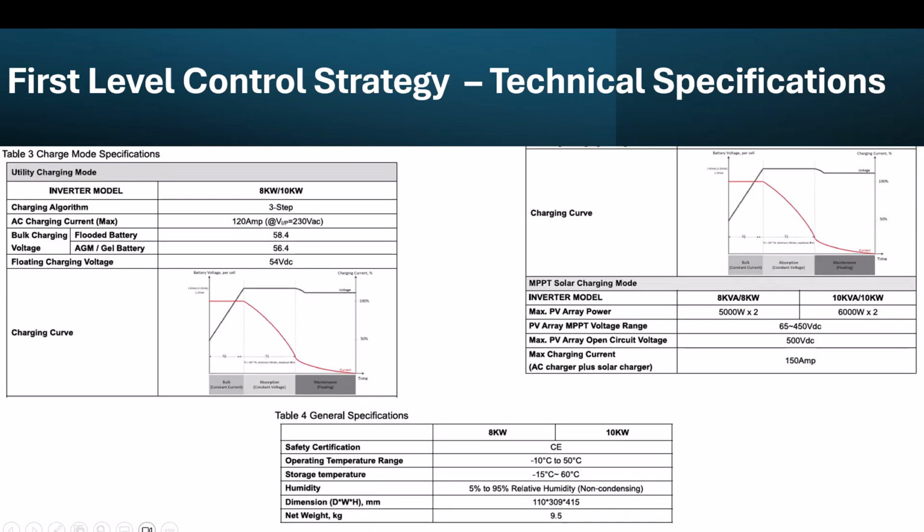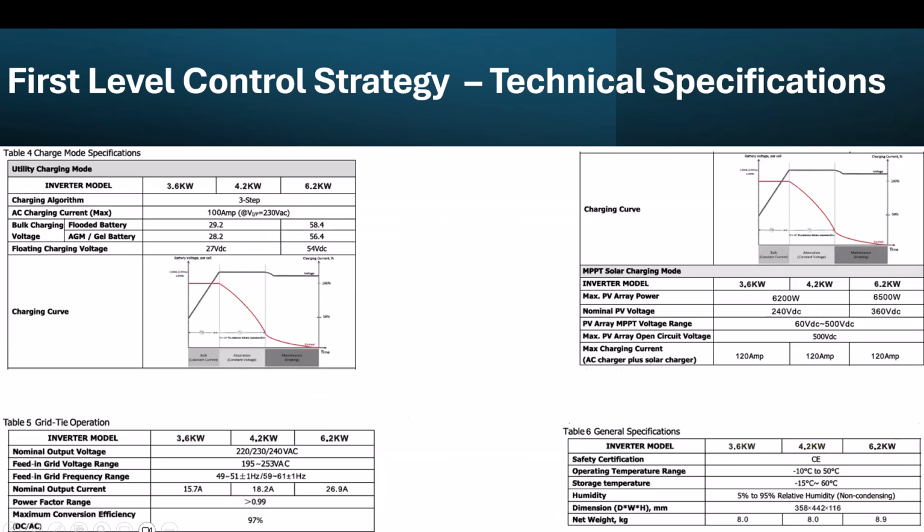Similarly, when we look at the 8/10, it also gives us the maximum power that it can give on a normal load. So in this case, if you are using the 8,000 watts version, then it's 8,000 as the maximum. This is the maximum. If we look at this specification, they show 3.6, 4.2, or 6.2.